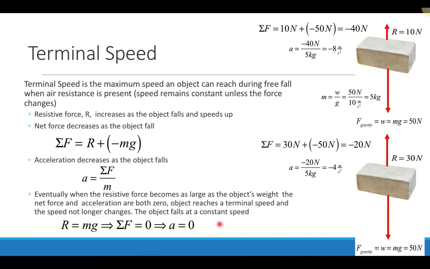In summation, as an object falls, it keeps speeding up, and air resistance gets bigger and bigger as the object speeds up. The total amount of net force decreases, and therefore the acceleration decreases until it reaches a point where the net force is 0, the air resistance is equal to the weight of the object, and it reaches terminal speed.